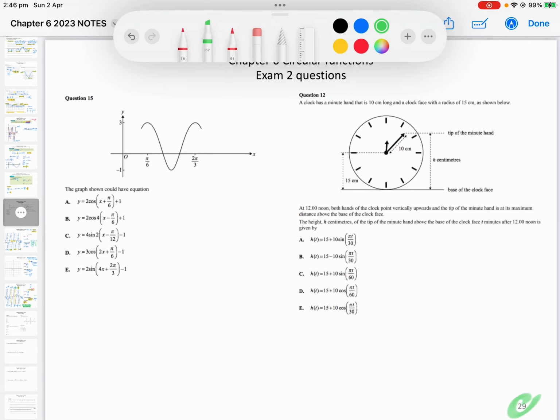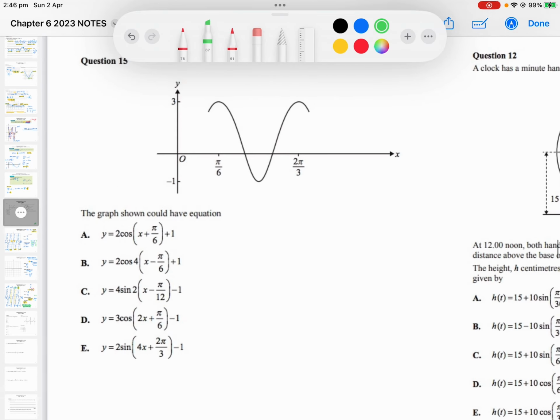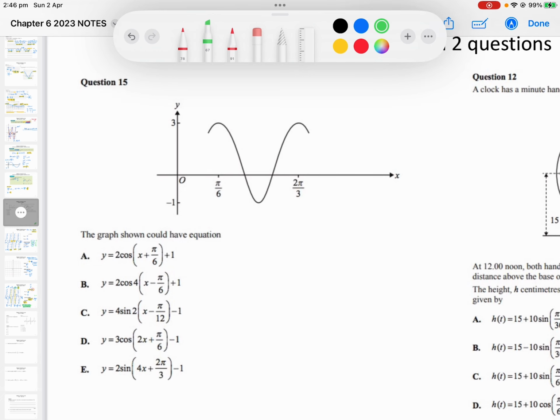All right, let's have a look at these exam questions. Page 29, question 15. The graph shown could have equation. All right, so what am I thinking? First of all, I'm going to look at what the period is.